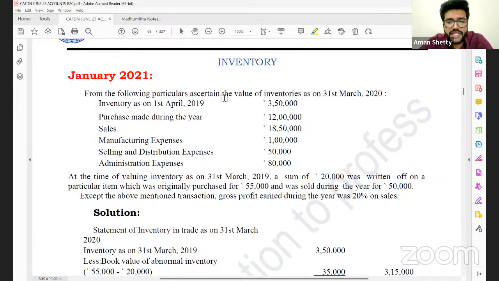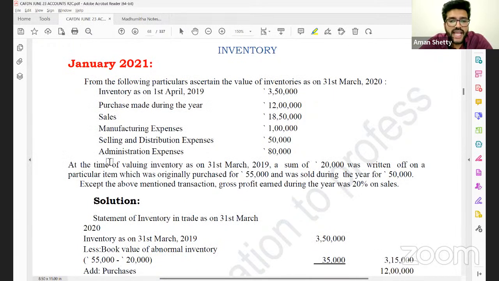On the following particulars, ascertain the value of inventories as on 31st March 2020. Inventory as on 1st April 2019, 3,50,000. Purchases made during the year, sales, manufacturing expenses, selling and distribution expenses, administrative expenses. Now, tell me, will purchases be included in the cost? Yes, sir. Manufacturing expenses? Yes, sir. Selling and distribution expenses? No, sir. Administrative expenses? No, sir.